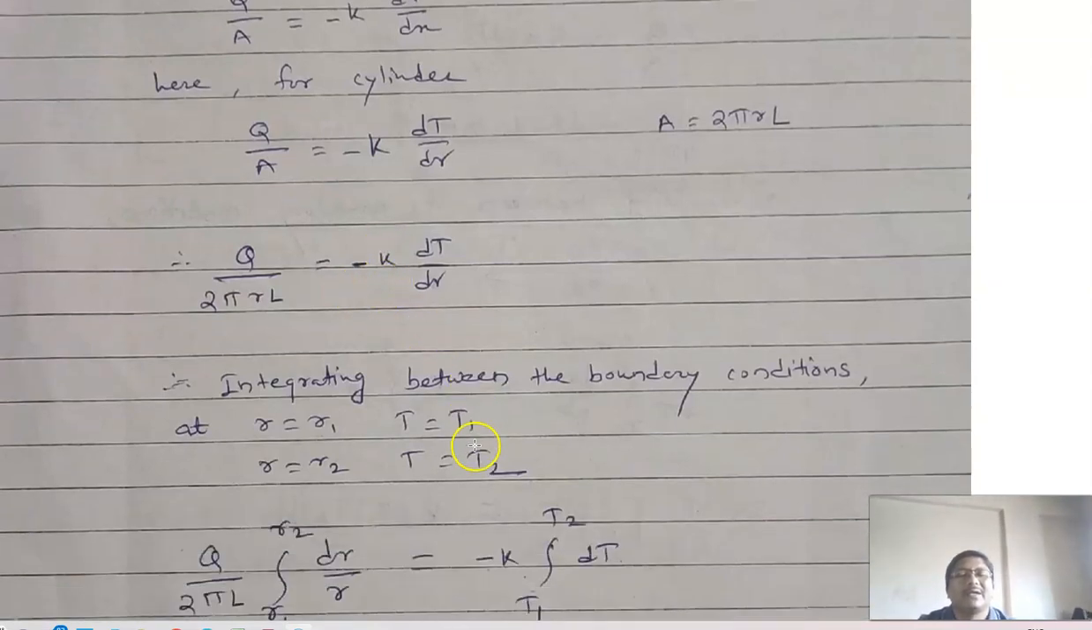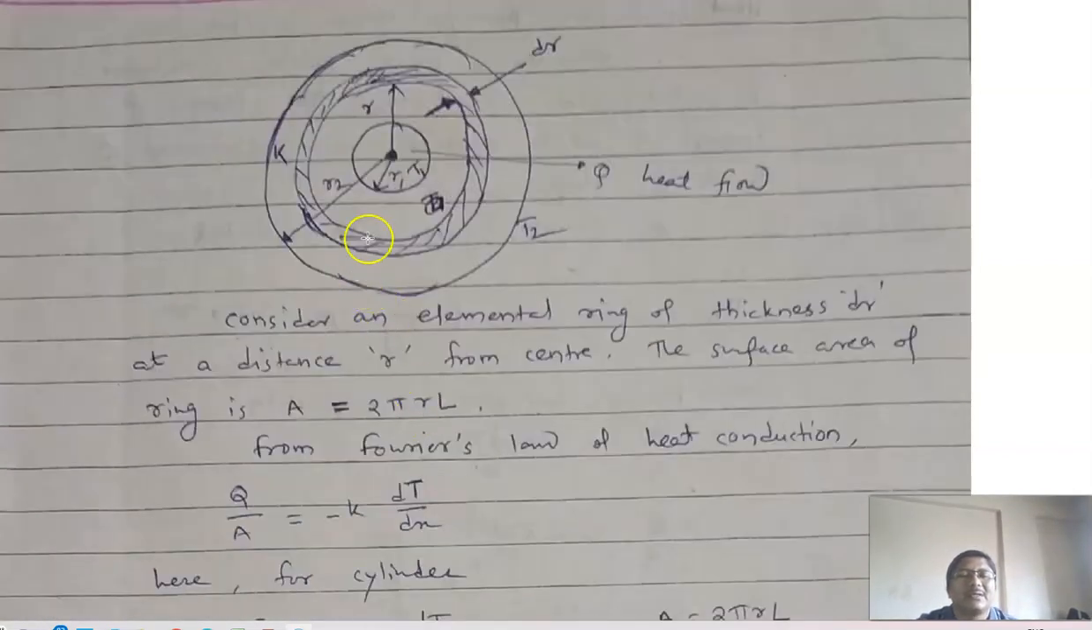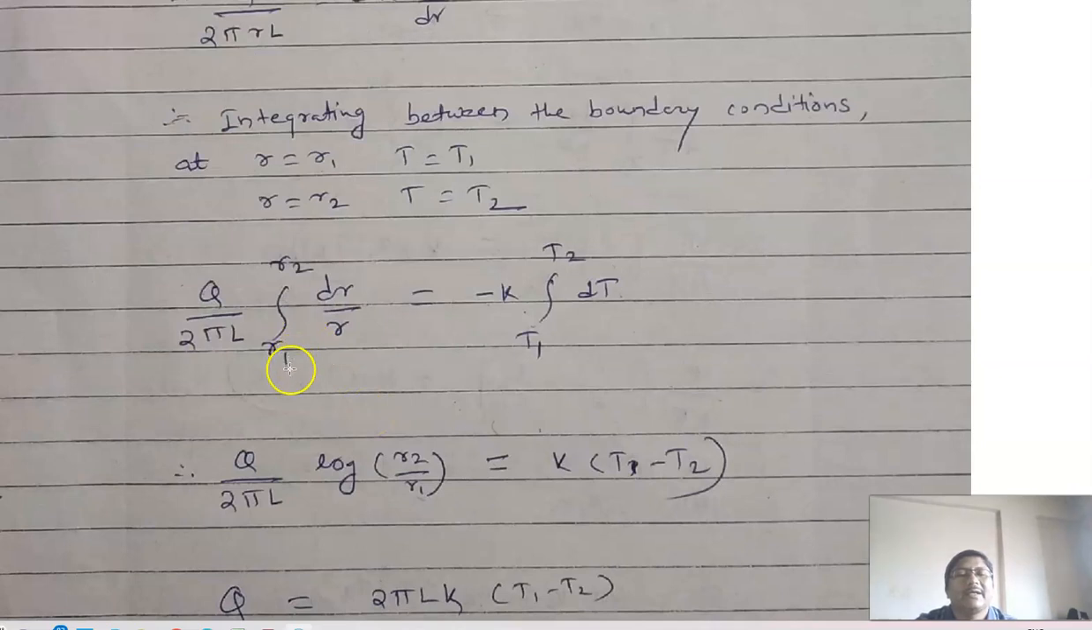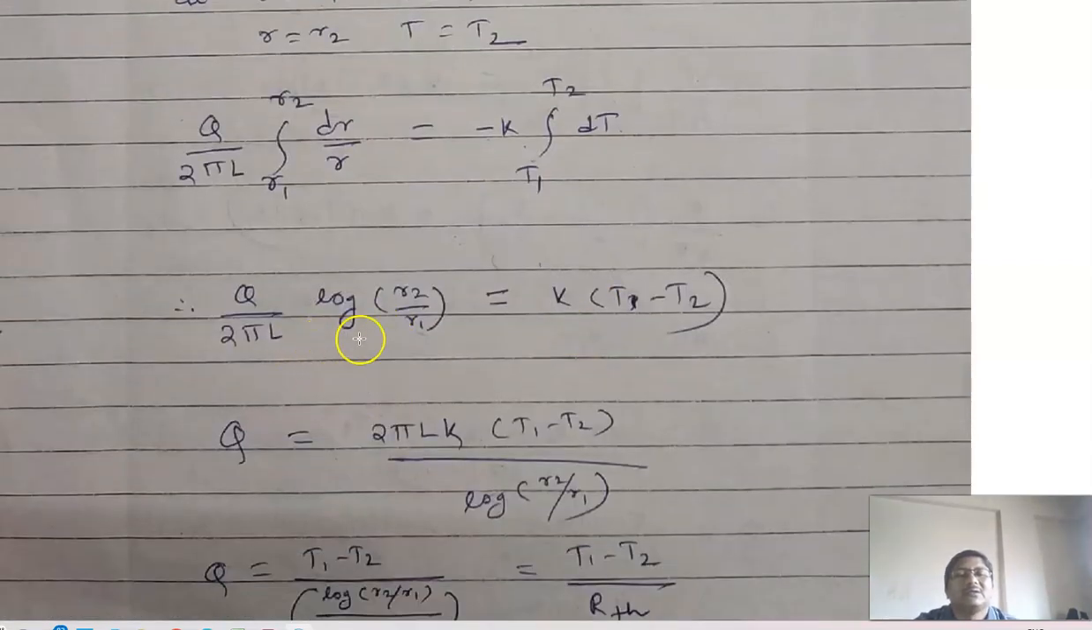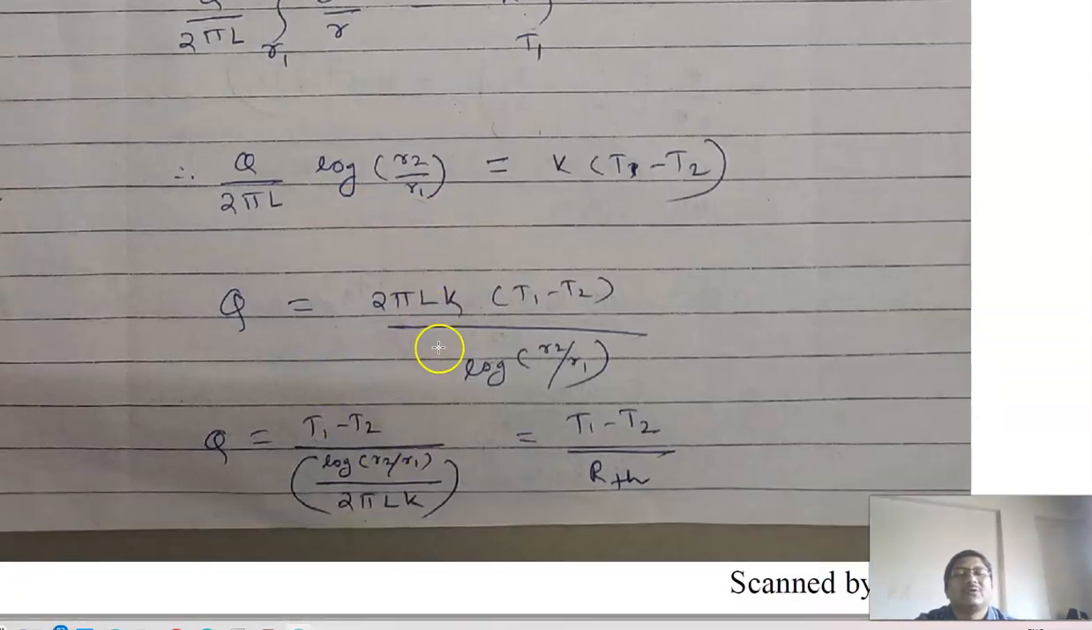So integrating between the boundary conditions, r equals R1, T equals T1, and r equals R2, T equals T2. When r equals R1, the surface temperature is T1, and when r equals R2, the surface temperature is T2. So integrating from R1 to R2, dr upon r equals minus K times the integral from T1 to T2 of dT. Solving this equation, you will get Q equals 2 pi L K (T1 minus T2) upon log R2 by R1, or Q equals (T1 minus T2) upon log R2 by R1 over 2 pi L K. So we can say Q equals (T1 minus T2) upon R thermal.